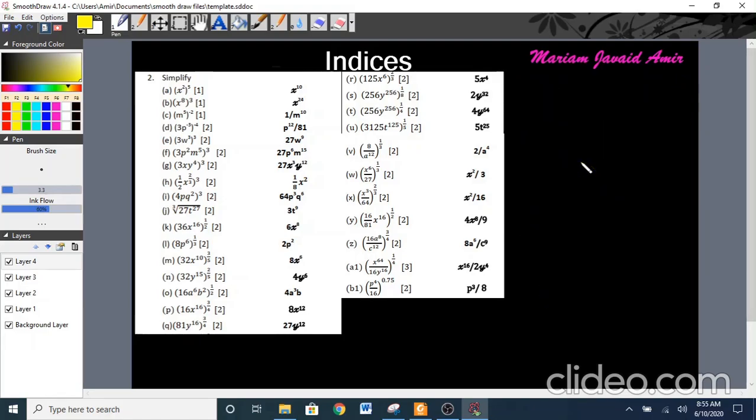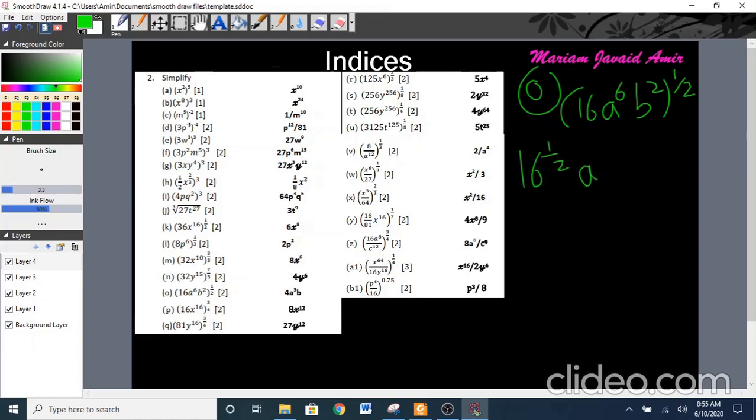Alright, part O is (16a^6b^2) power half, which is 16 power half, then a power 3, then b power 1. And 16 power half means square root of 16, which is 4. So 4a cubed times b is the answer for part O.